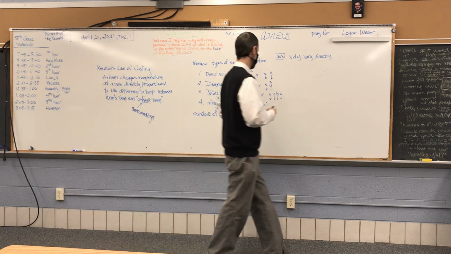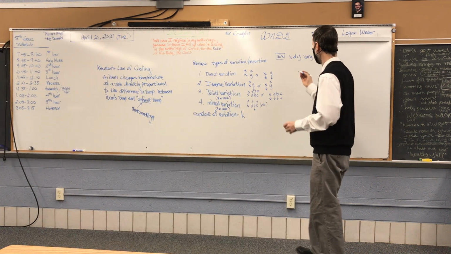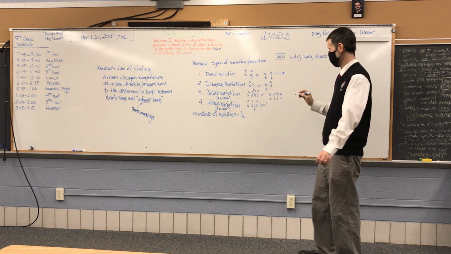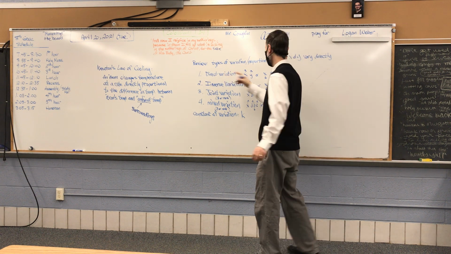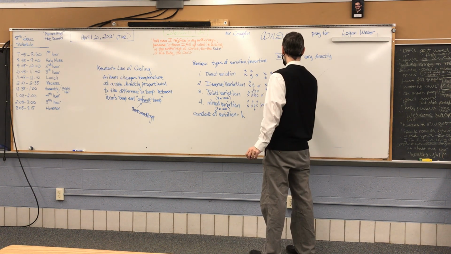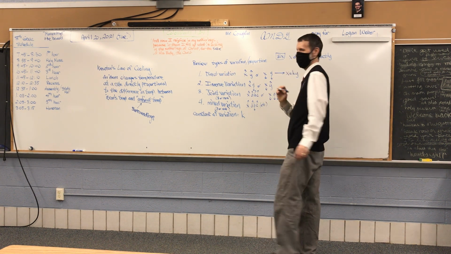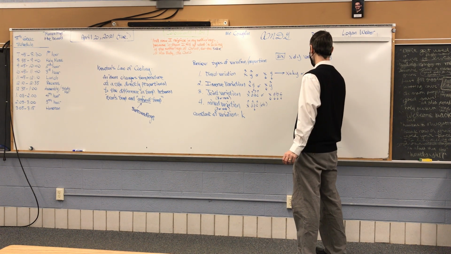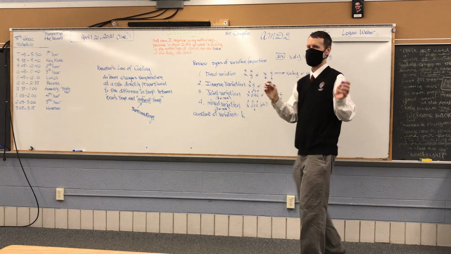Now assume x and y vary directly. There is a formula for this, and you might want to jot this down. For direct variation, it's x equals k times y, or y equals k times x. It doesn't much matter, but that is multiplication.